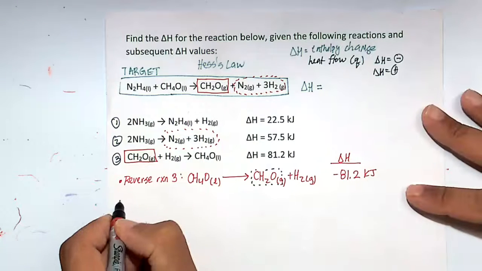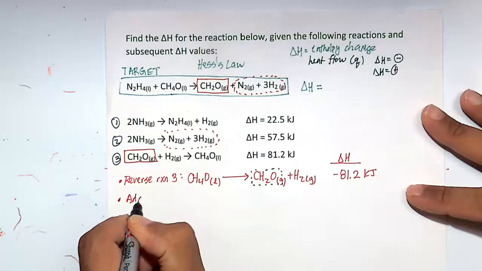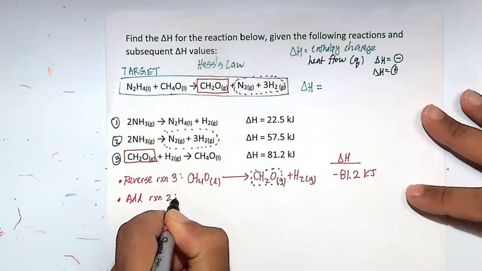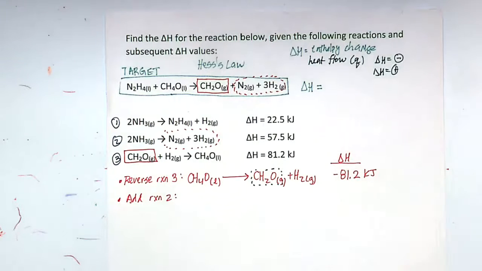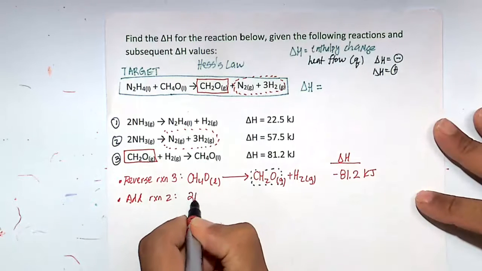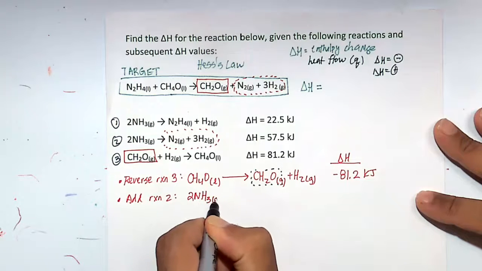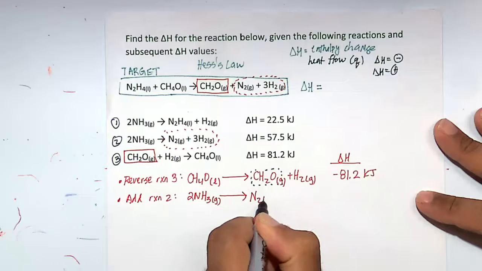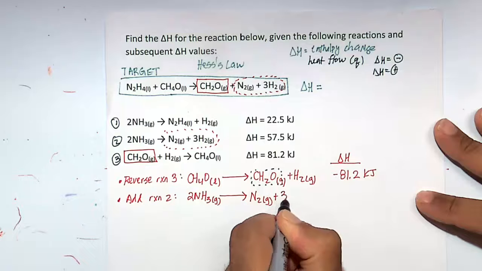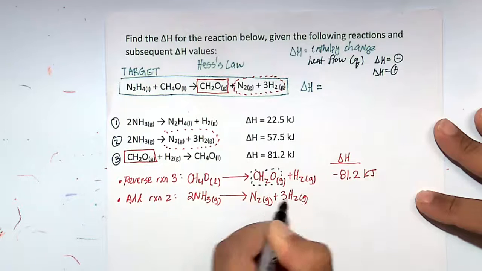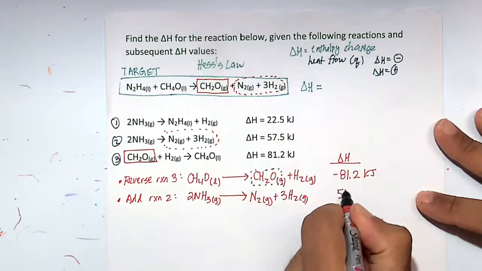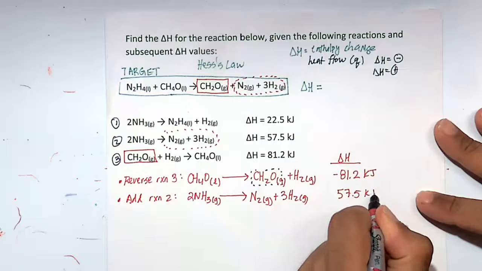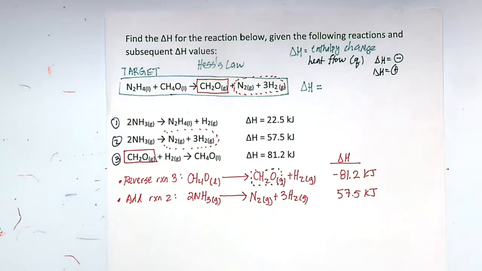Now remember, there's many ways to do this type of problem. Add reaction 2. Untouched, totally left alone. And that's 2NH3 gas goes to N2 gas plus 3H2 gas. And it's untouched, so the 57.5 remains 57.5, because I didn't do anything to it. I didn't multiply it, I didn't flip it, I didn't do anything.